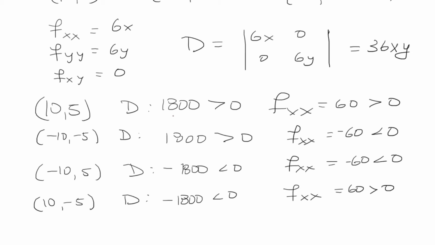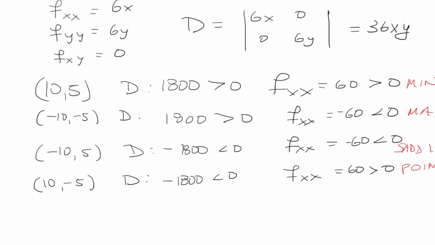Because the discriminant is positive, we can find if it's a max or minimum. So for the first two, the discriminant is positive. And then here, because the second derivative is positive, there's going to be a minimum. And because the second derivative is negative, it's going to be a maximum. Here, the discriminant is negative for both of these, so those are going to be saddle points. So they're going to be neither maxes nor mins.